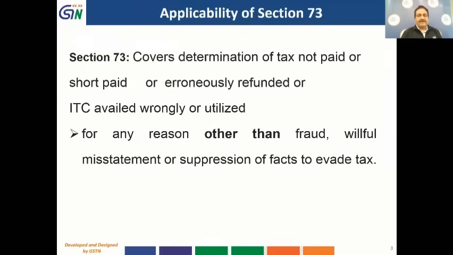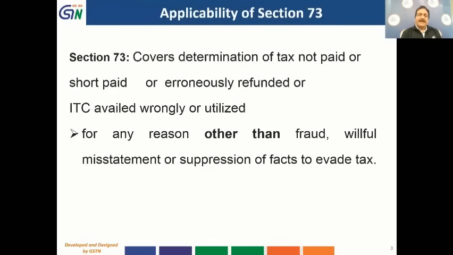So let's start, and we will see where the provisions of section 73 will be invoked. In short, section 73 of the GST Act covers determination of tax which has not been paid or short paid or has been erroneously refunded, or where ITC has been wrongly availed or utilized. But the reason for such non-payment, short payment, erroneous refund or wrong availment of ITC should not be fraud, willful misstatement, or suppression of facts to evade tax.